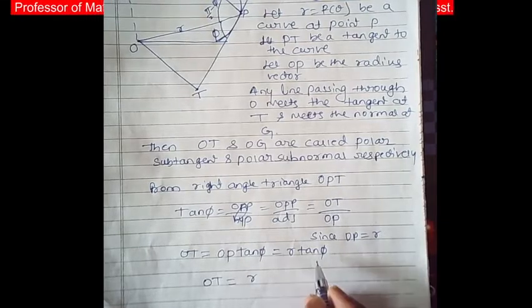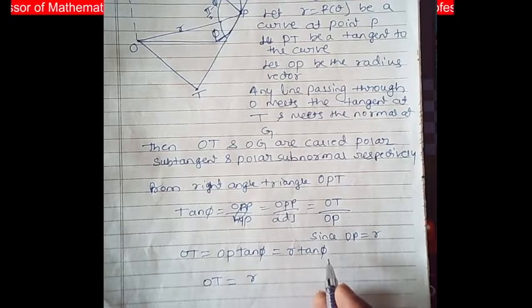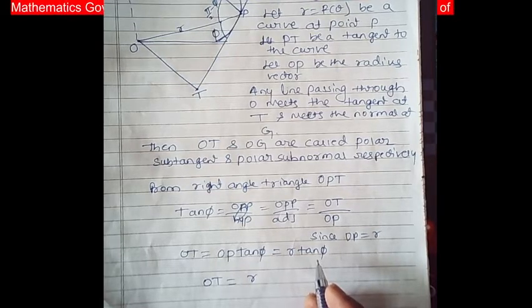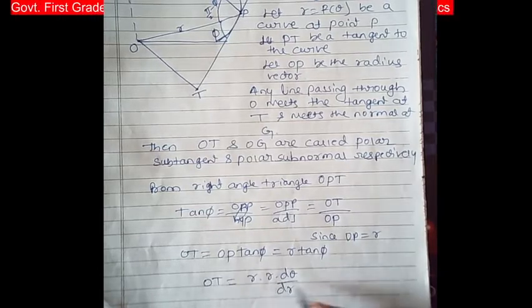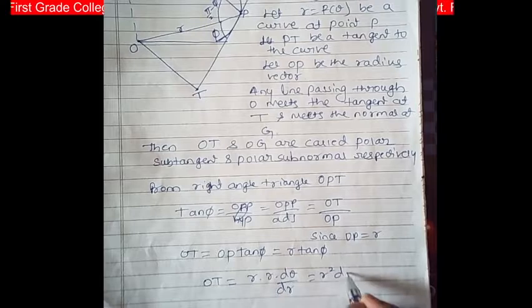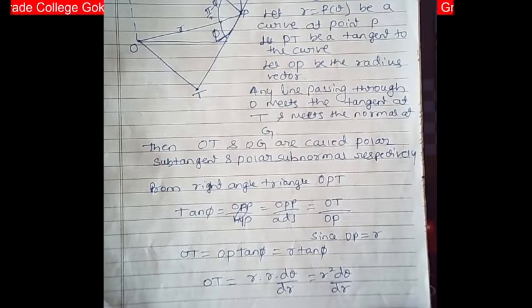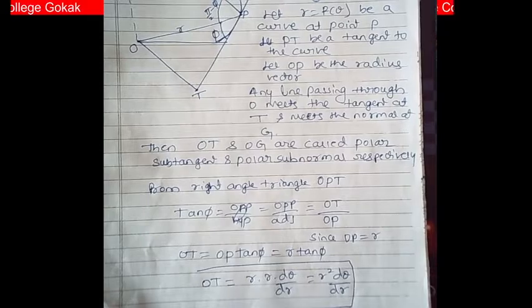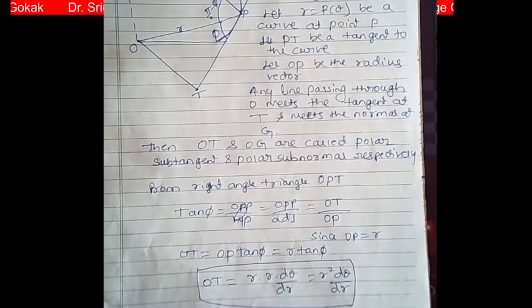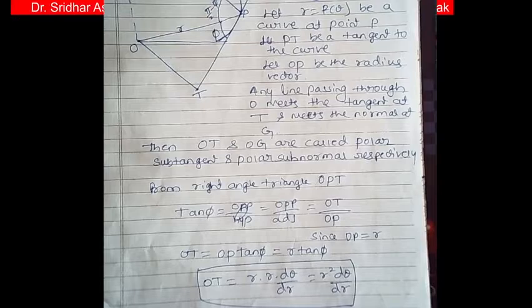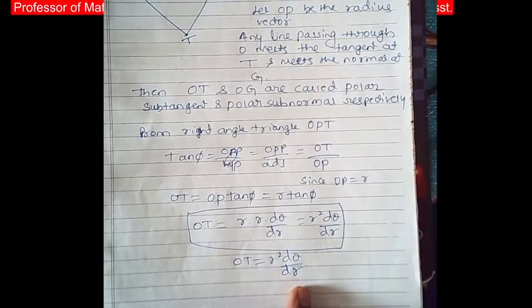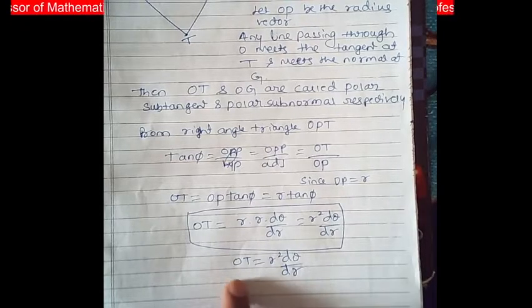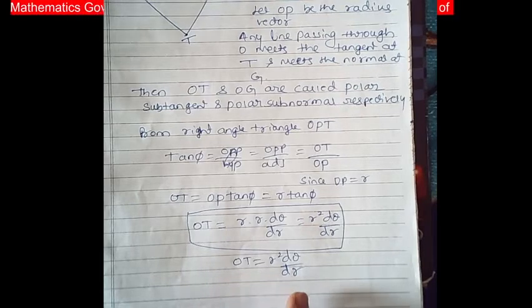Tan phi means, already we have derived the expression for tan phi. It is nothing but the angle between the radius vector and the tangent. So tan phi is r d theta by dr, or simplifying, r square d theta by dr. So this is the expression for OT, or simply we write OT is equal to r square d theta by dr. So this is polar subtangent.